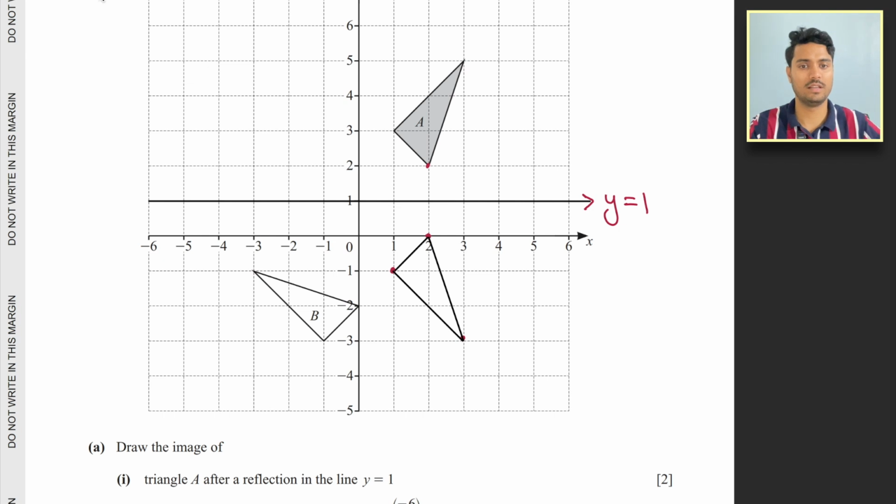this, and this, and that will be your answer of the first part, A1, and this is your reflected triangle. You can write down 1 here.